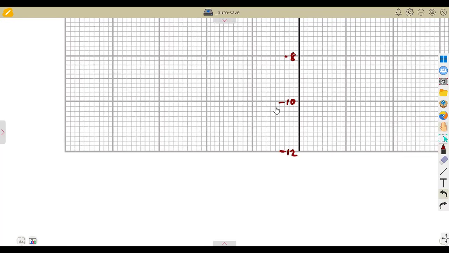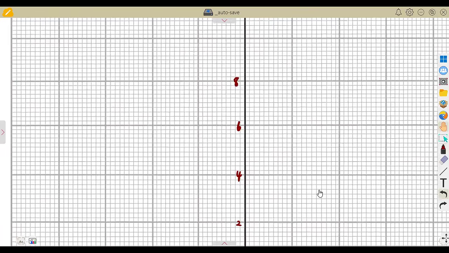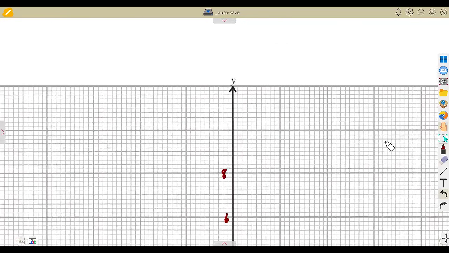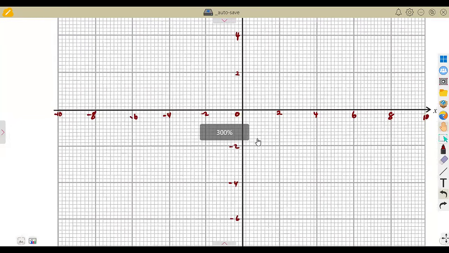Okay. Then also for the positive values, 2, 4, 6, and so on, you can just consider up to 10, which is fine. All right, just like this. So that is your Cartesian plane.